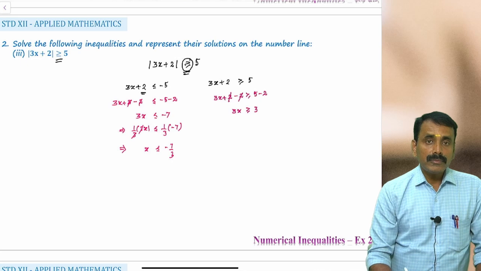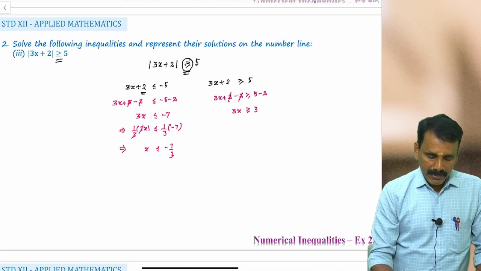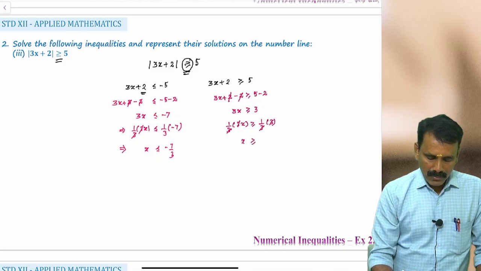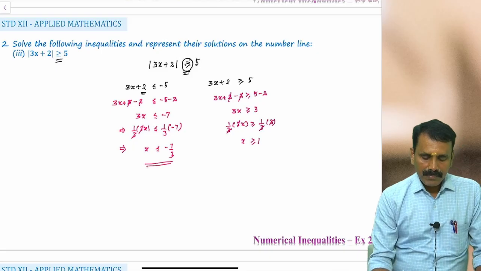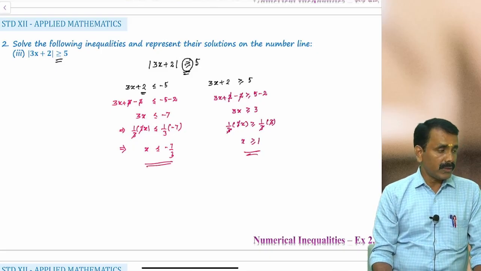Now I want to remove 3. So I multiply with 1 by 3. So 1 by 3 into 3x greater than or equal to 1 by 3 into 3. So 3 cancelled here. Here also 3 cancelled. Now x is greater than or equal to 1. So here we get x less than or equal to minus 7 by 3. Here we are getting x greater than or equal to 1.